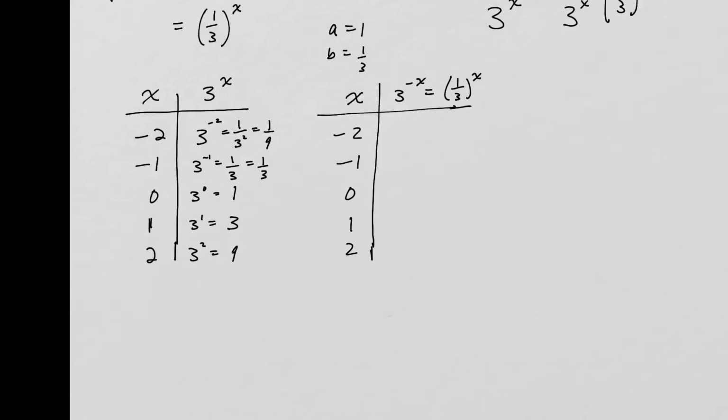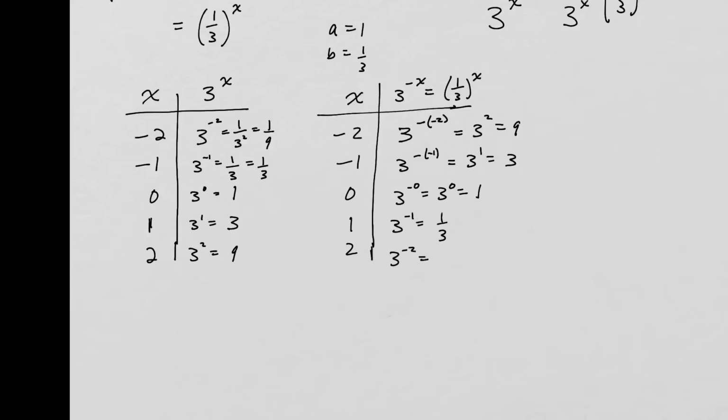And on this side, I'm going to have exactly the opposite. So I'll just use the first form. That'll be fine. So I have 3 to the negative x, and I want x to be -2. Well, that's the same thing as 3 to the +2, so that's 9. 3 to the -(-1), that's going to be 3 to the 1, so that's 3. 3 to the -0 is the same as 3 to the 0, so that's 1. 3 to the -1 is 1/3, and then 3 to the -2 is 1/9.